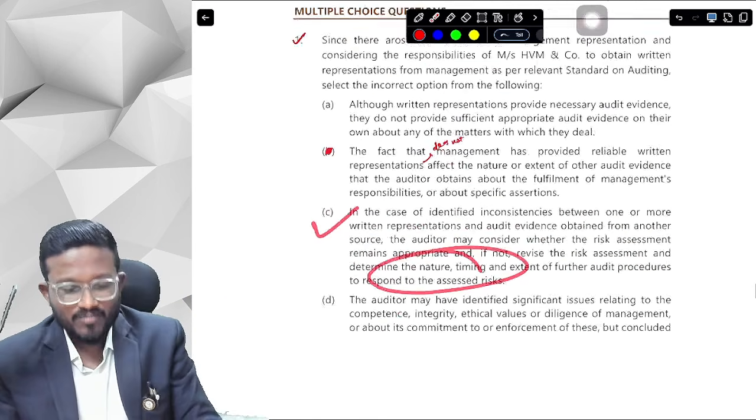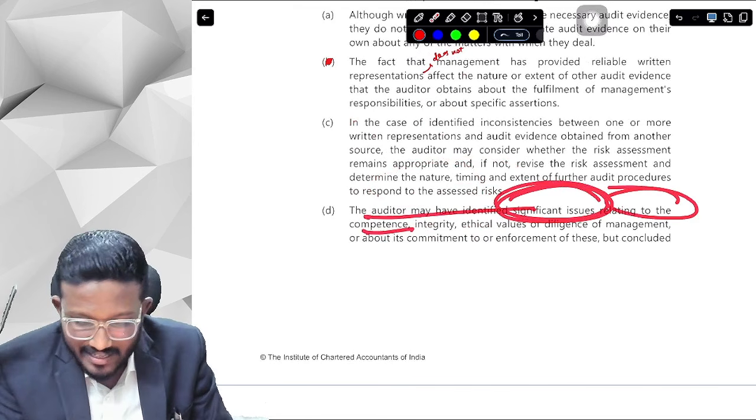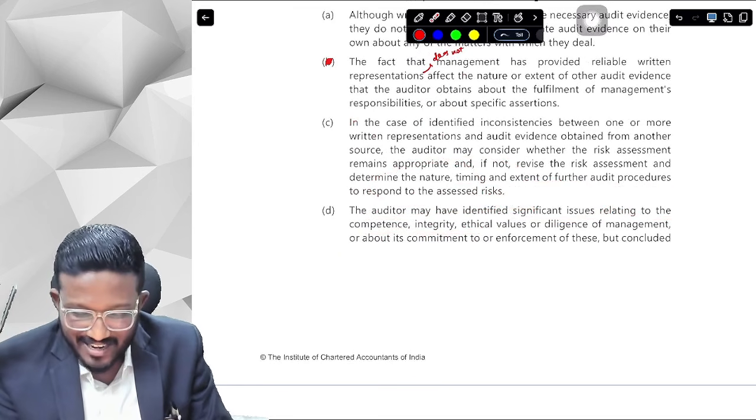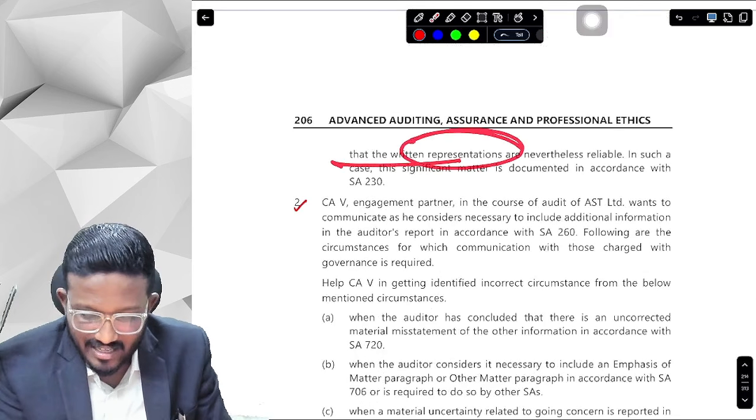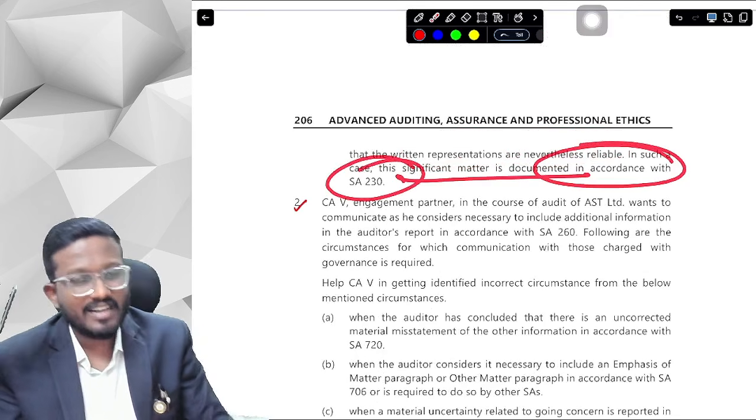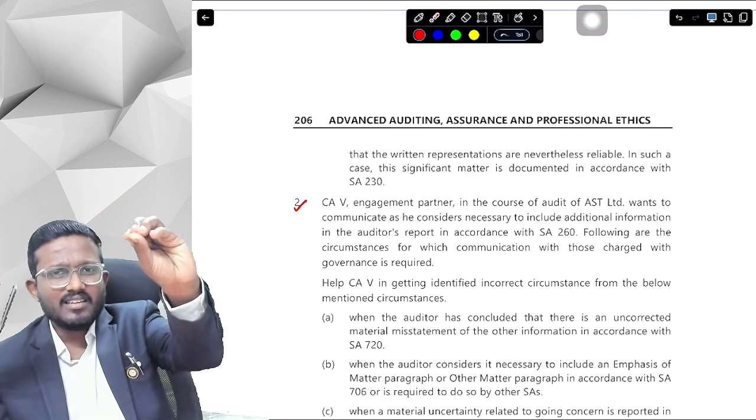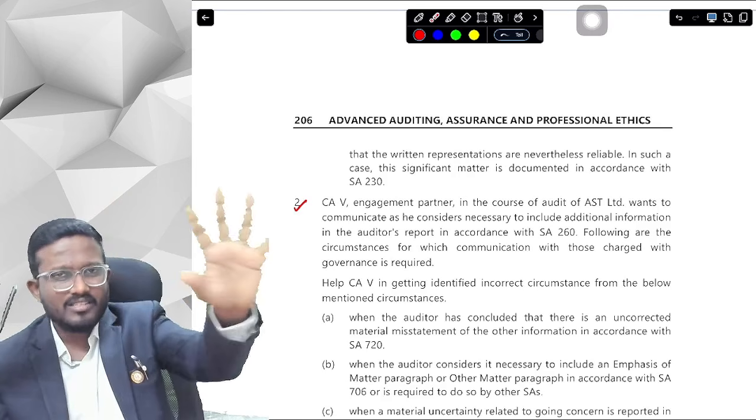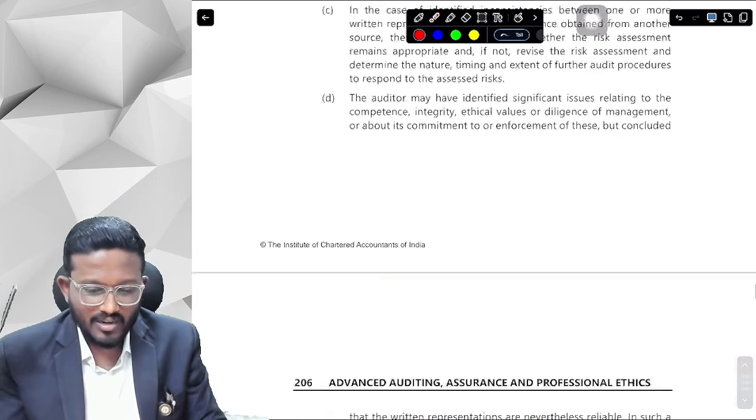This is also correct. Next, the auditor may have identified significant issues relating to competence, integrity of management or its commitment to enforcement of these, but concluded that the written representations are nevertheless reliable. In such a case, the significant matter is documented as per SA 230. So when you consider that the written representation is reliable but there was a significant matter, you should include the significant matter as per SA 230. This is also correct. Then what is wrong, sir?